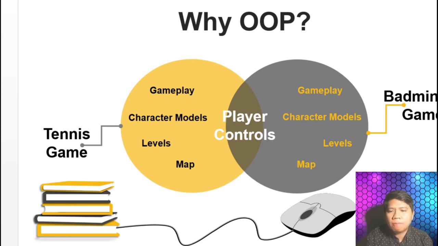Let's say for example, in our figure, a tennis game has a different gameplay from a badminton game. Since they are different, you can define your new gameplay for the badminton game. But the player controls, if they are almost the same, you can just include them. Same with character models. Character models of tennis games are somehow different, so you should make another character model for the badminton game. Same with levels and maps. So only the unique will be defined, but the common should be included.